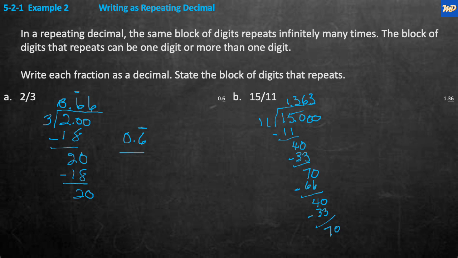Bring down another 0. 11 goes into 70 6 times. Well, we've gone far enough. This pattern repeats. So we have 1.36363636 forever. So our answer here is going to be 1.36 with the 36 repeating forever.